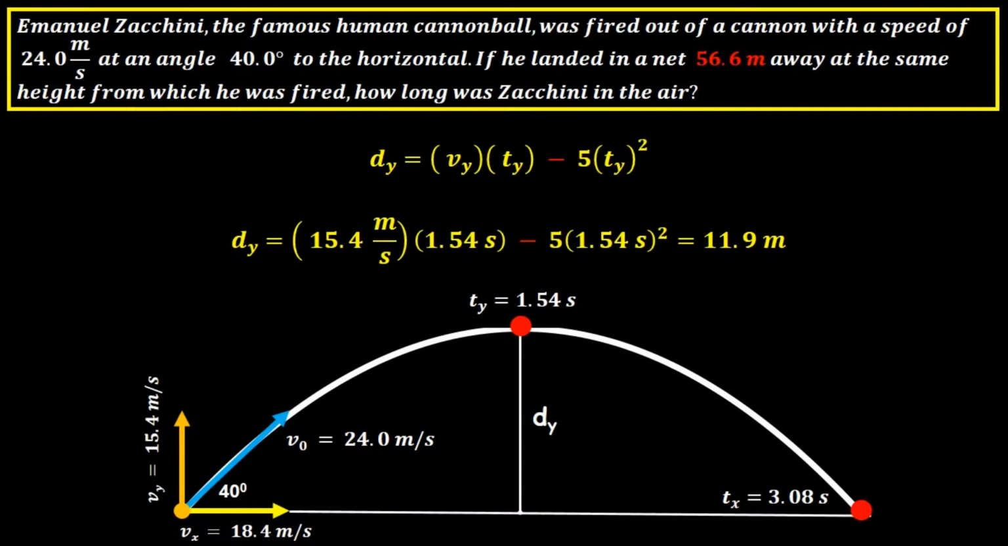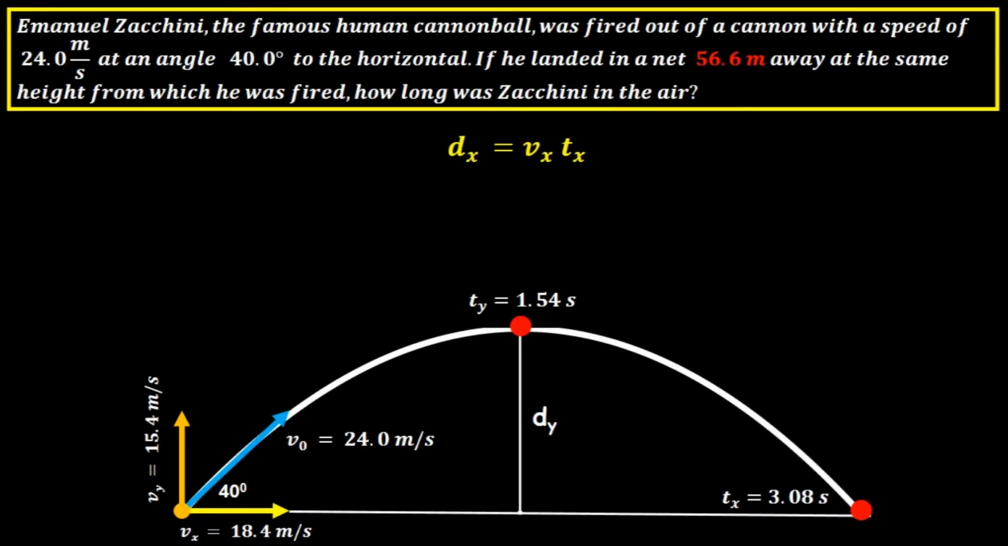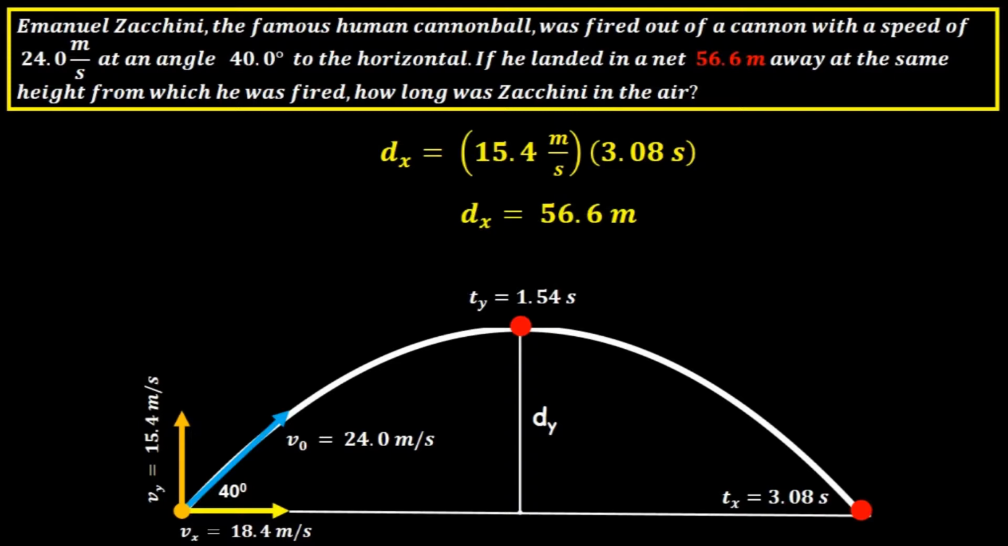Put everything on pause and try to do dx yourself. Try to do dx by yourself. Here's the equation. Dx equals Vx Tx. We know that the Vx is 15.4 meters per second. Tx is 3.08 seconds. Plugging into the equation, 15.4 times 3.08, the seconds will cancel. You'll be left with meters, and you'll be going downrange 56.6 meters.